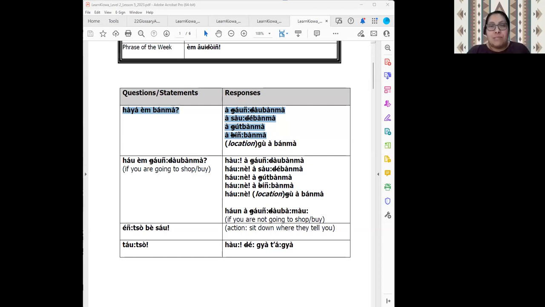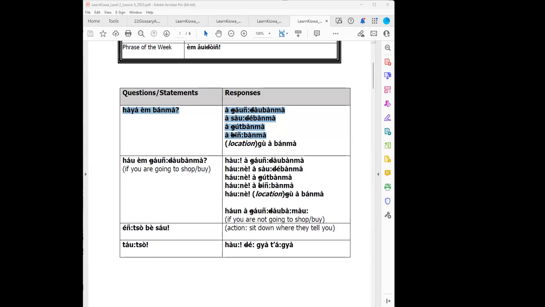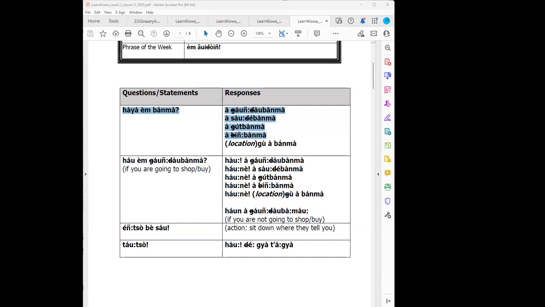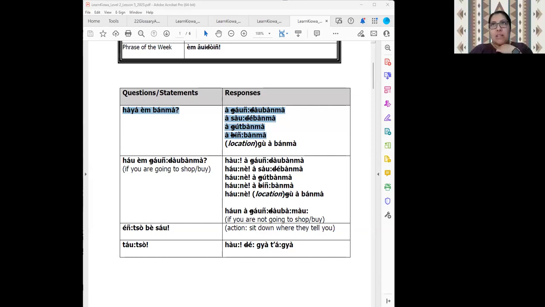Aho. Cody? Haya em banma. A gonta banma, a saute banma, a gut banma, a bean banma. Ramon? Haya in banma, a gonta banma, a saute banma, a gut banma, a bean banma. Zoltan gu abanma, or is it gu? Just regular G? Okay. Zoltan gu abanma.